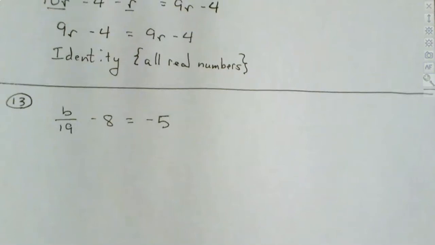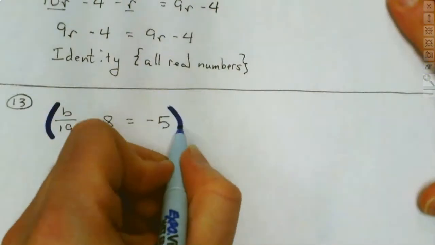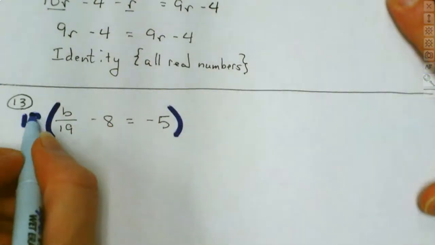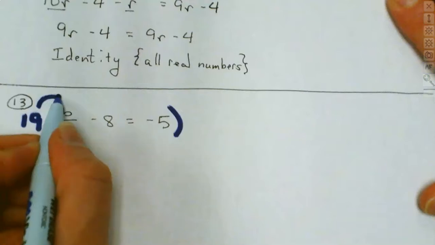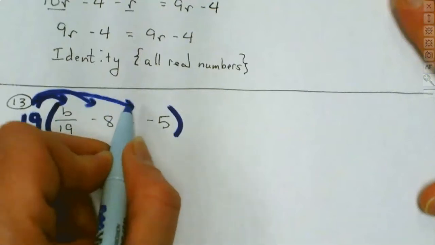Equations do. We could move that 8 over, but I'm going to go ahead and just clear out the fractions. So the only fraction that I have is a 19. So I'm just going to multiply everything by a 19. And that's going to get rid of that fraction there.